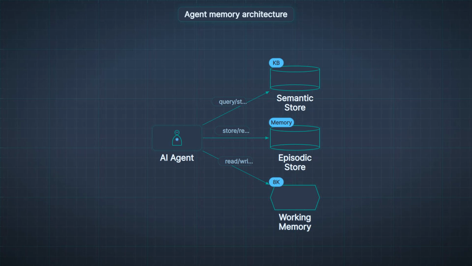To recap, agents start with working memory for immediate context, add episodic memory for past experiences, and semantic memory for factual knowledge. Eviction policies keep each store bounded. The result is an agent that remembers what matters and forgets what doesn't.